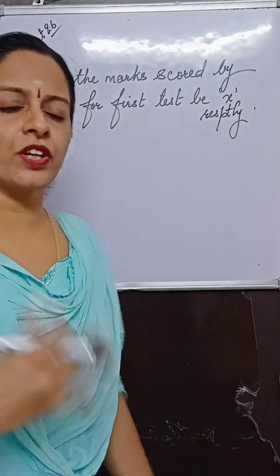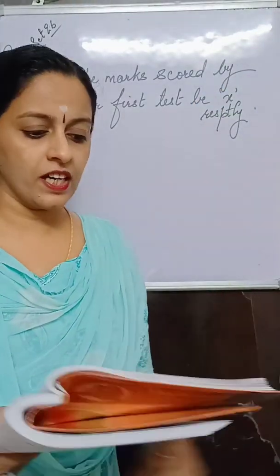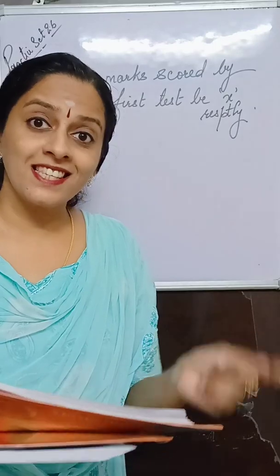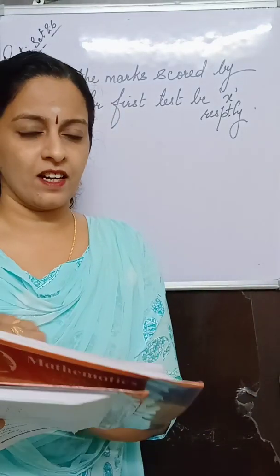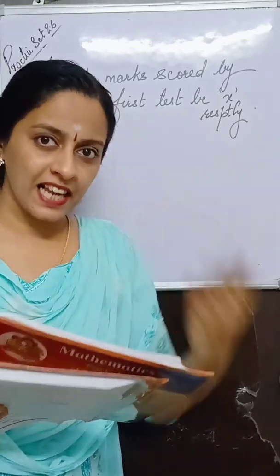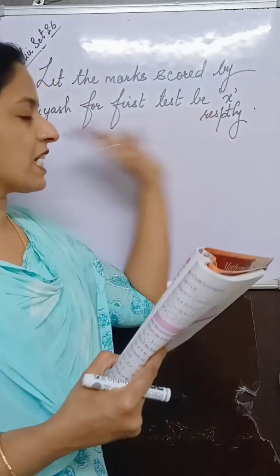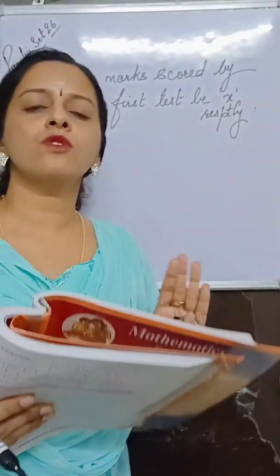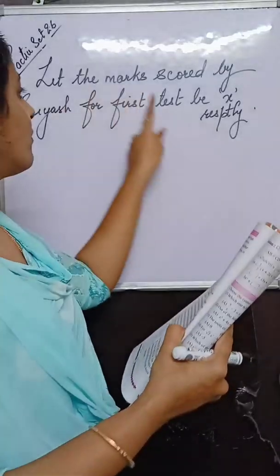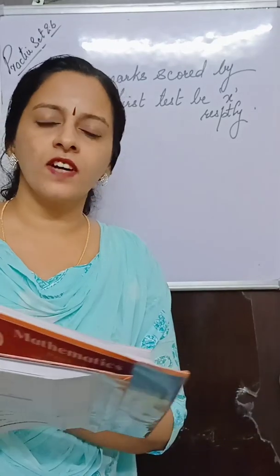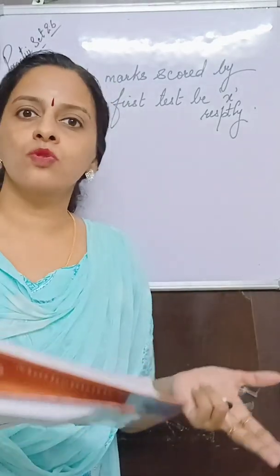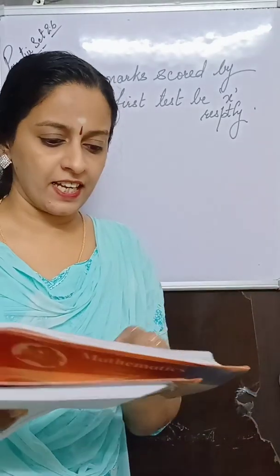The second quantity we always take as x. Here they are talking about his second test first and first test later. So whatever is given as the later part, that we suppose as x. Let marks scored by Suyash in first test be x respectively. Now when you read the first line, you will get the marks scored by him for the second test.